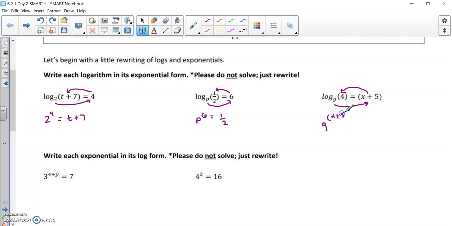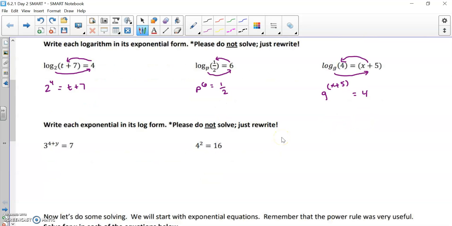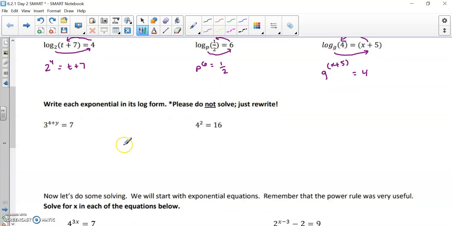Sometimes on MyOpenMath, you might have to use parentheses when you try to type in multiple terms like this. Just keep that in mind. All right, so that was a little refresher of going from log to exponential form.